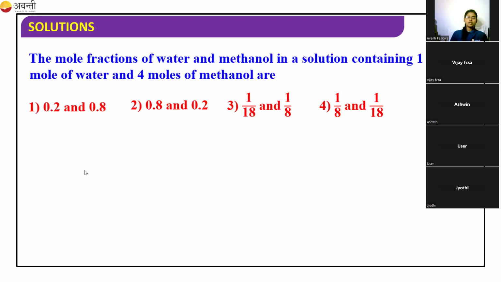Next, coming to the mole fraction. The mole fractions of water and methanol in a solution containing 1 mole of water and 4 moles of methanol are... Very easy. Find out the answer fast. Let me see who is getting the correct answer first. Find out the mole fraction of both the components. Take component A as water and component B as methanol.